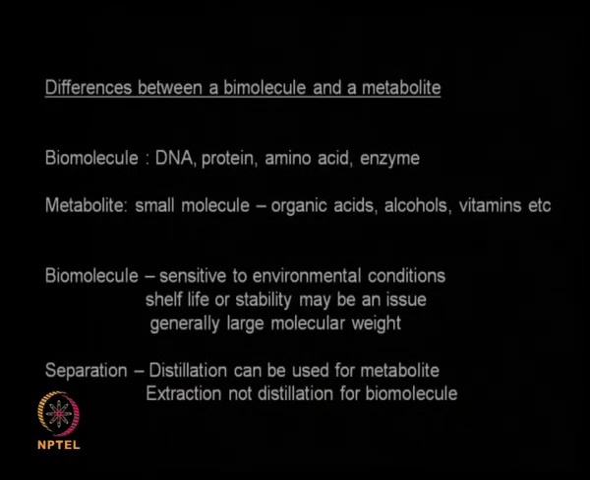So when you use a fermenter or a bioreactor, you get metabolites. Metabolites are small molecules, or you get biomolecules, and the strategy of separation depends upon the type of molecule you get. So you need to know some differences between a biomolecule and a metabolite. So what is a biomolecule? It could be a DNA, it could be a protein, it could be an amino acid, an enzyme.